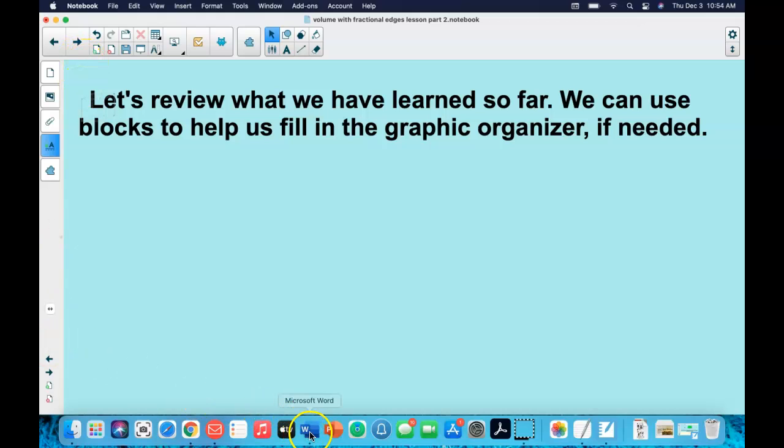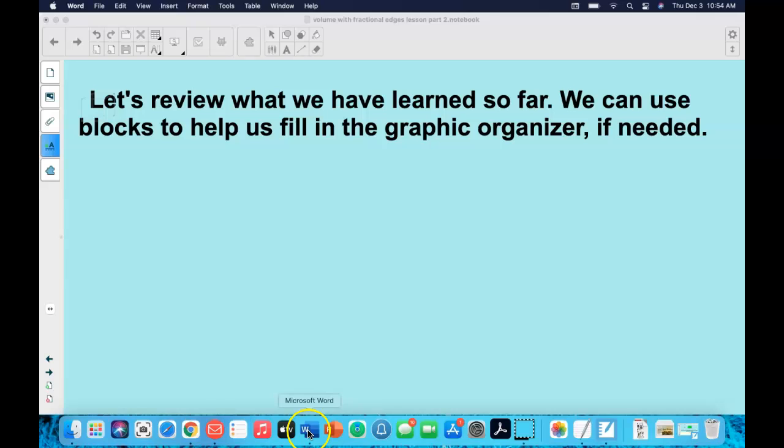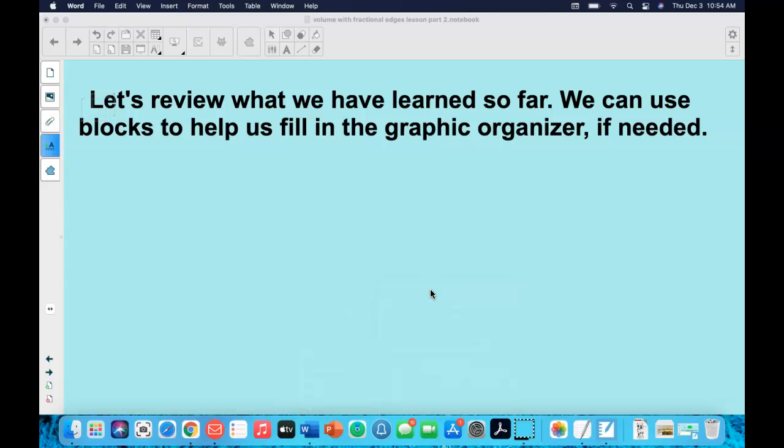And so on the graphic organizer, whoops, that's not it. The graphic organizer is right here.